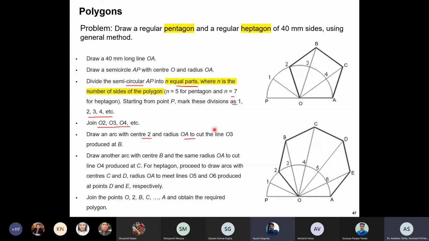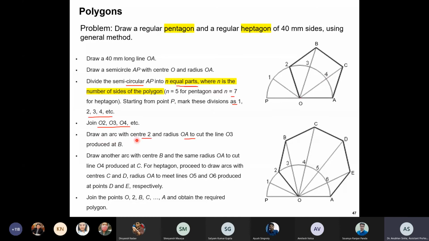Sir, could you repeat after the line draw an arc with center 2? I am unable to understand after that. Okay, I will repeat. Don't worry. So first, you draw this semicircle. Now you join O, 2, 3. This is okay to you, right? So we have got these points O, 2, 3, 4. This is what we have made from the protractor. The protractor is used to divide the circle and then we join these points.